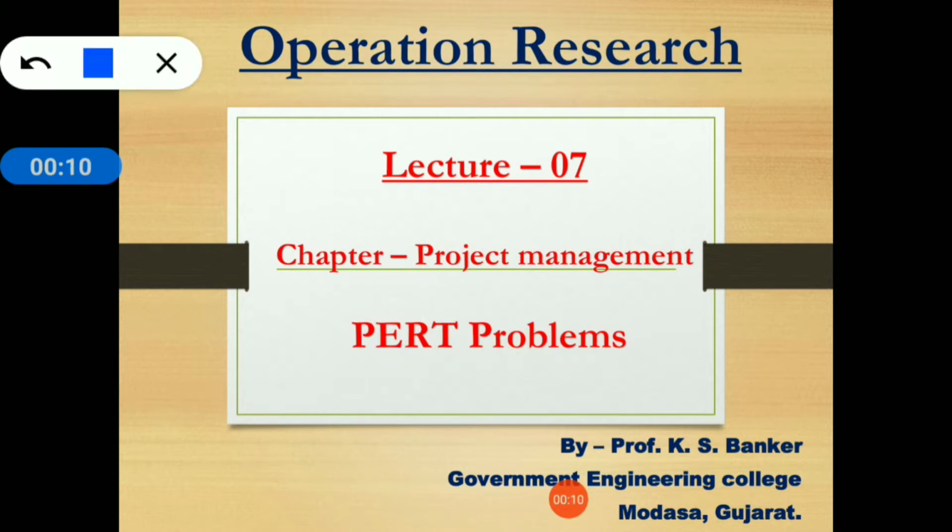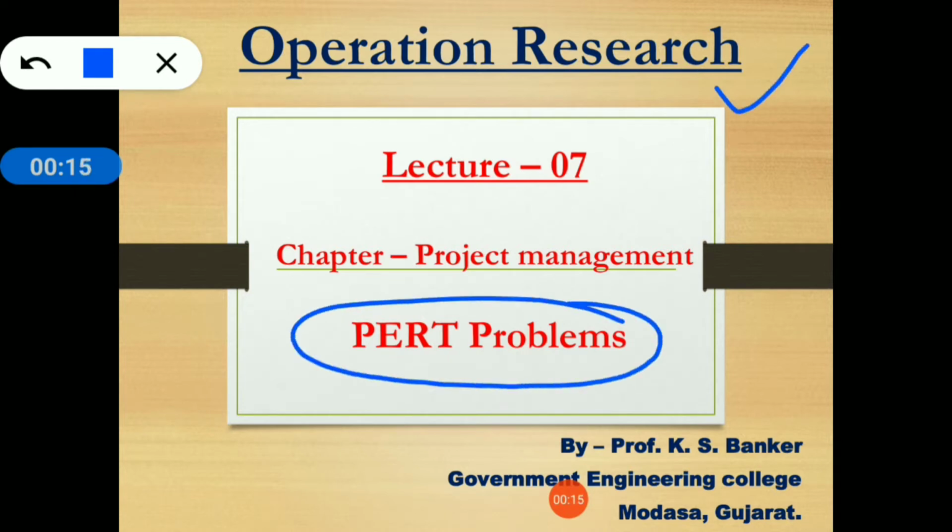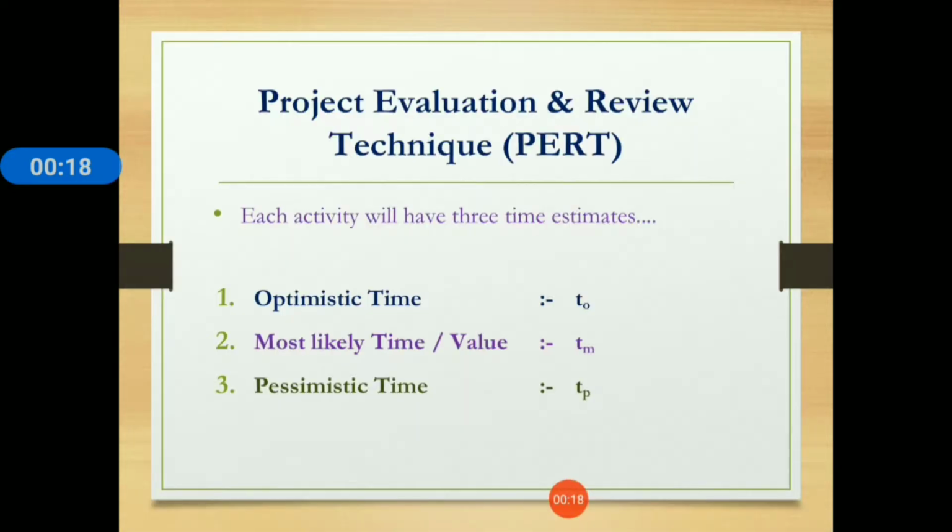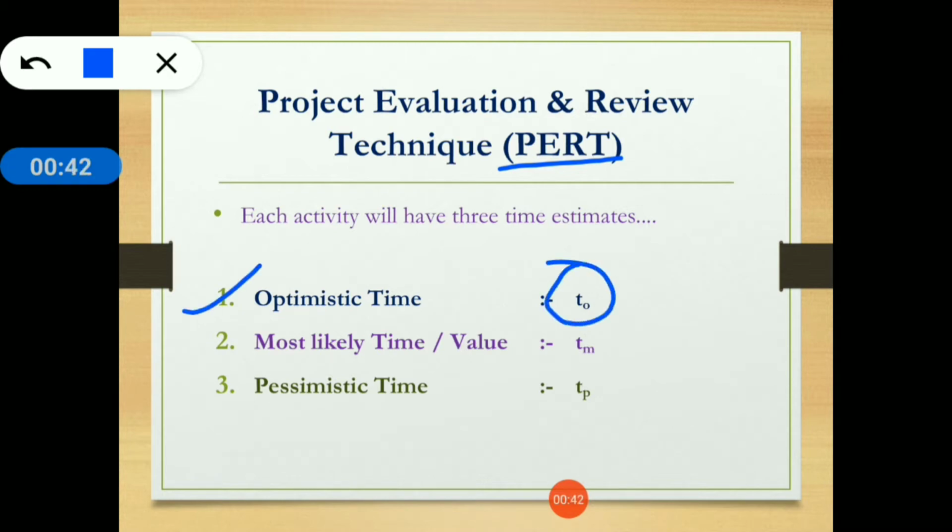Today we'll discuss this operation research subject, and in this subject we'll discuss the PERT problem. Before starting the PERT problem, I will take an overview of what we discussed in the previous lectures. We discussed the 3 times of PERT. In CPM, only a single time is given, but in PERT there are 3 times: optimistic time TO, most likely time TM, and pessimistic time TP.